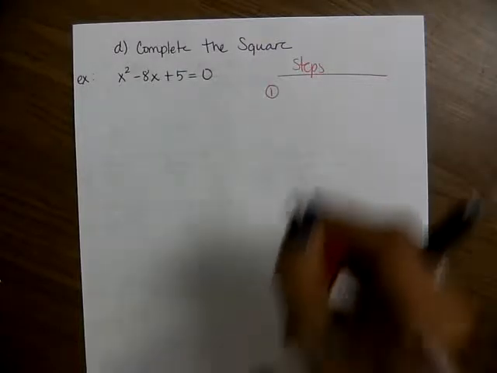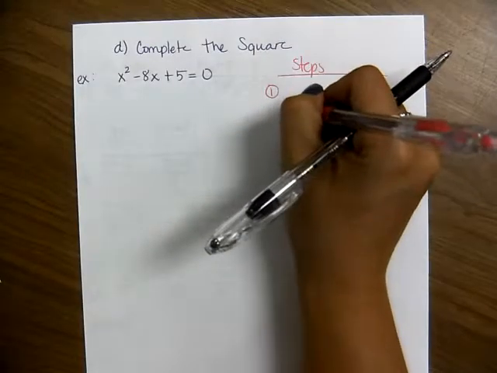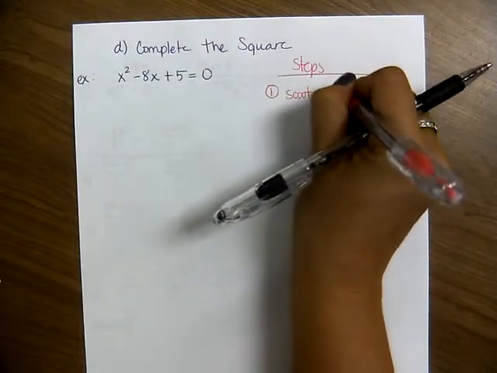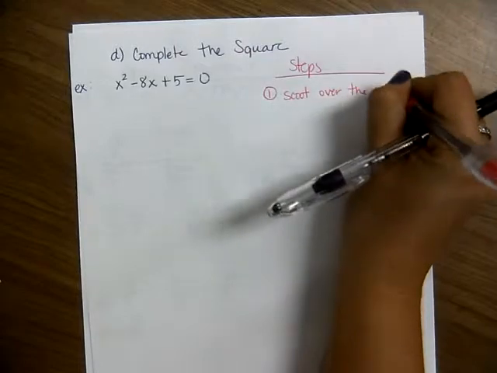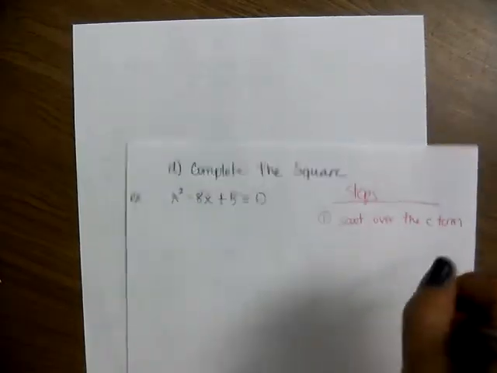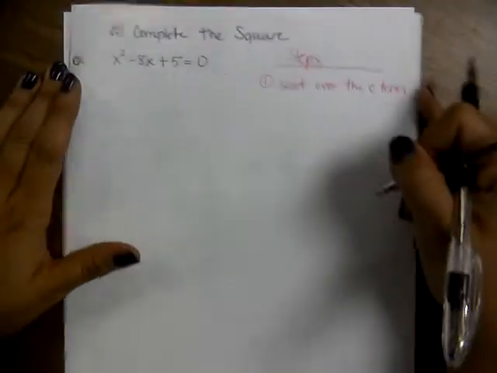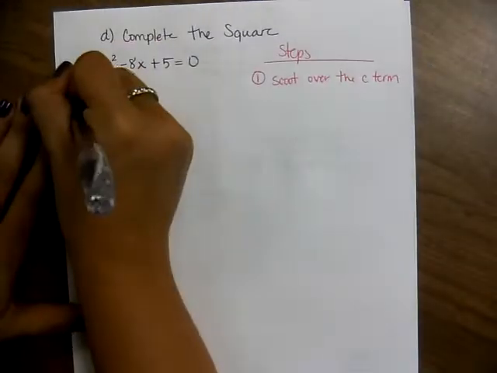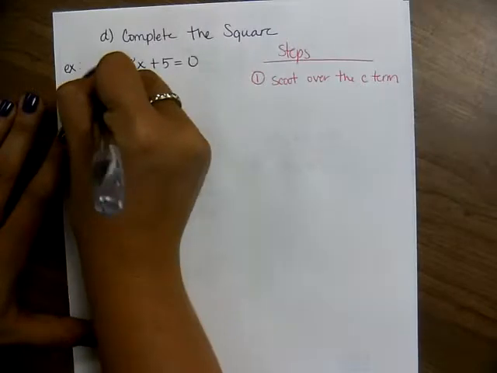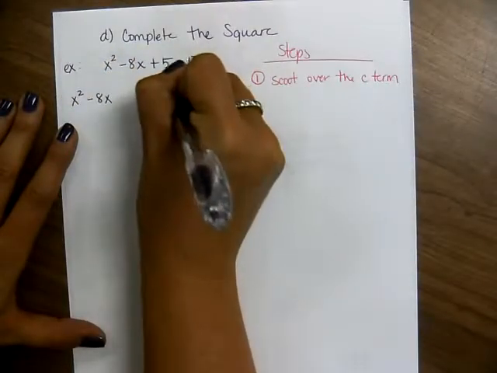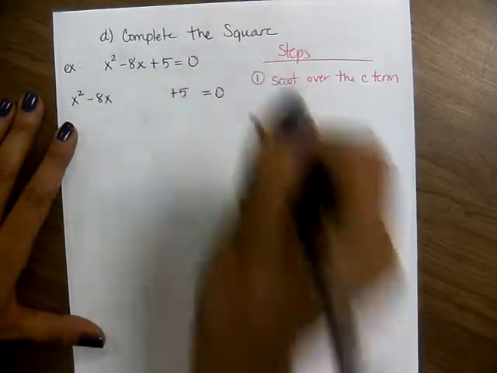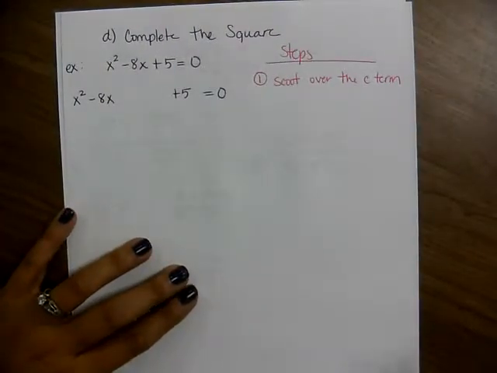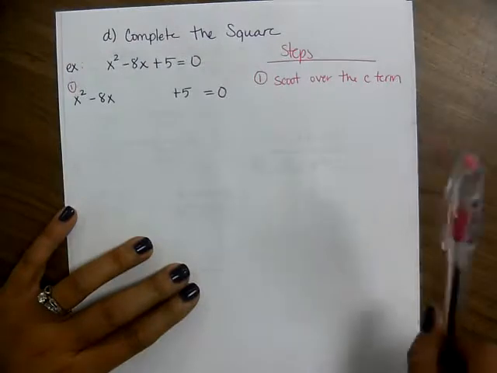All right, so the first thing we're going to do, this is a lot of technical terms here, okay? Scoot over the C term. Okay, super technical. So we're going to just scoot that right on over. So we're going to make a little bit of space. So I'm going to have x squared minus 8x, and then I'm just going to scoot that plus 5 over to make some room. Okay? I'm going to label this step 1 so you can follow.